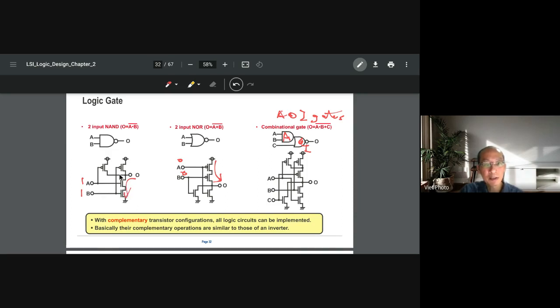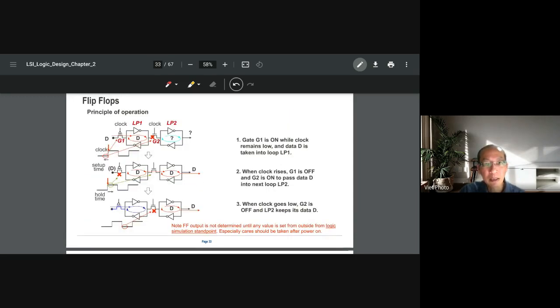If either of the inputs is 0, the transistors here will be off. But if either input is 0, one of these two transistors will be on, which means VDD here will be shorted to the output, providing a logic 1. It is similar for the OR gate, the NOR gate here. Sorry.